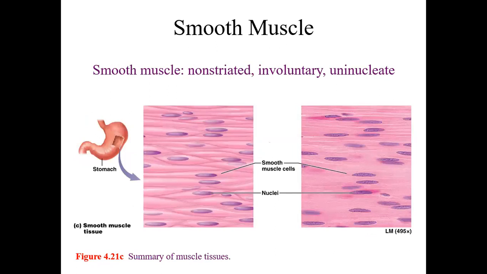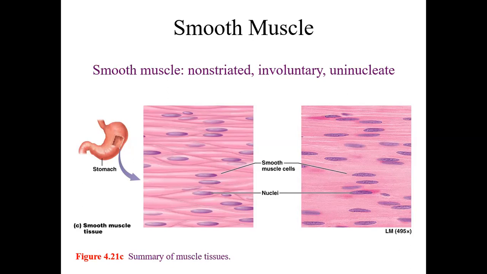Smooth muscle, this is a third type of muscle tissue, and this is non-striated. This is the only type of muscle cell that is not striated. You don't have the alternating light and dark patterns here, and so it does look very smooth. This is also involuntary, so you're not controlling this directly like you do your skeletal muscle. And it's also uninucleate. You only have a single nucleus per cell.